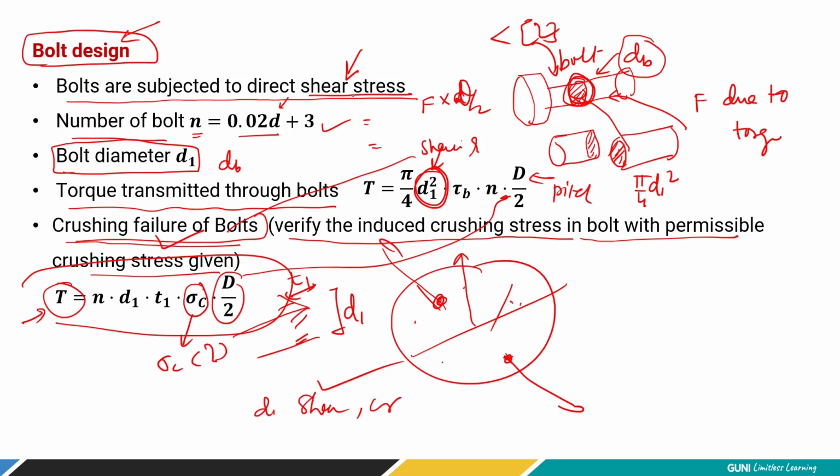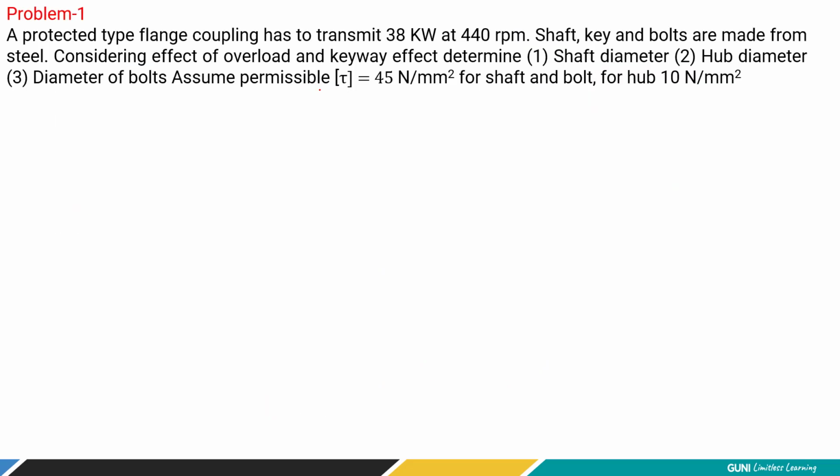Then we discussed that once you have the number of bolts, you have to find out the bolt diameter. Now let's try to understand the same thing by solving one numerical. A protected type of flange coupling has to transmit 30 kilowatt at 450 rpm.